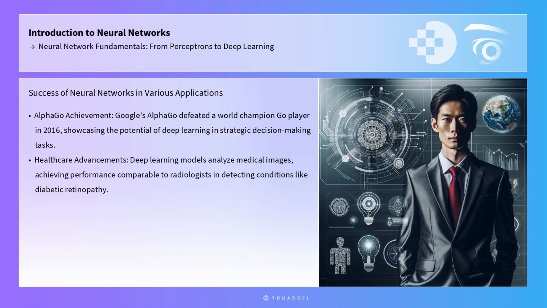The success of neural networks in various applications has been demonstrated through numerous case studies. For example, Google's AlphaGo, a reinforcement learning model that combines deep neural networks with Monte Carlo tree search, defeated a world champion Go player in 2016, showcasing the potential of deep learning in strategic decision-making tasks. In healthcare, deep learning models have been used to analyze medical images, achieving performance comparable to radiologists in detecting certain conditions, such as diabetic retinopathy.